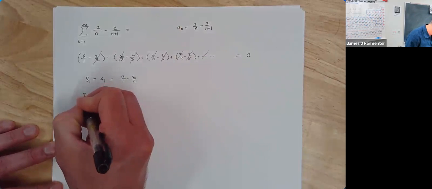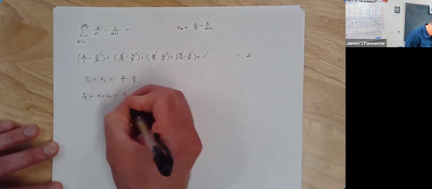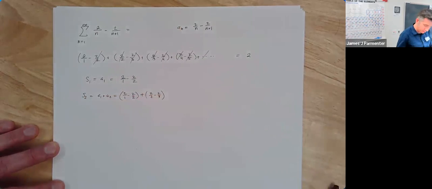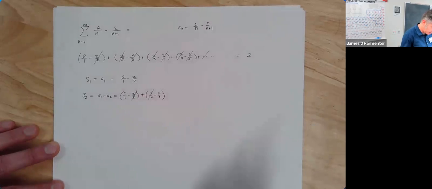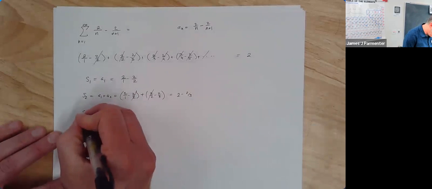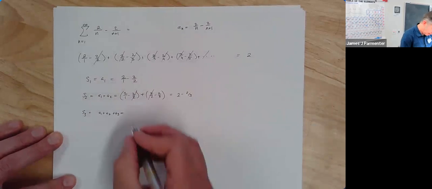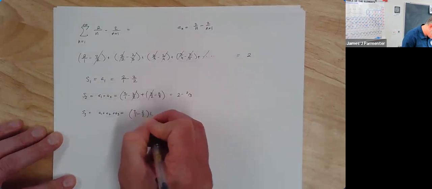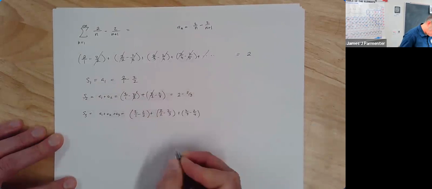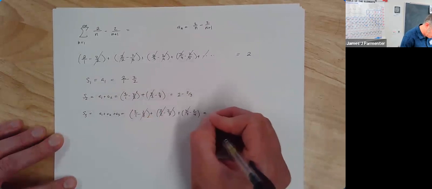So S2 is going to be A1 plus A2, which is 2 over 1 minus 2 over 2, plus 2 over 2 minus 2 over 3. And I can cancel some terms, and I get 2 minus 2 over 3. Let's do 2 more. The third partial sum is A1 plus A2 plus A3. That's going to be 2 over 1 minus 2 over 2, plus 2 over 2 minus 2 over 3, plus 2 over 3 minus 2 over 4. All the middle things cancel. That cancels and that cancels. And I'm getting 2 minus 2 over 4.